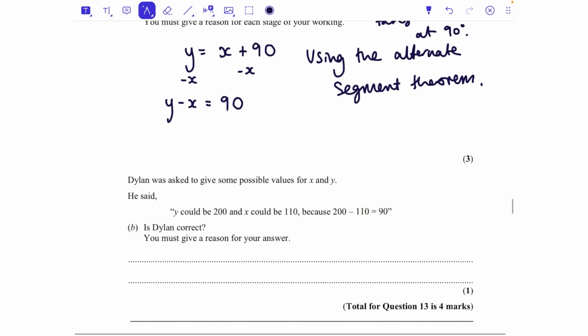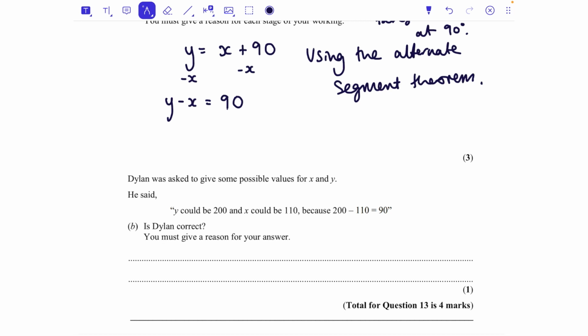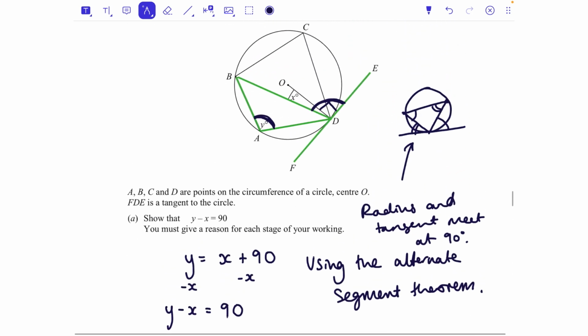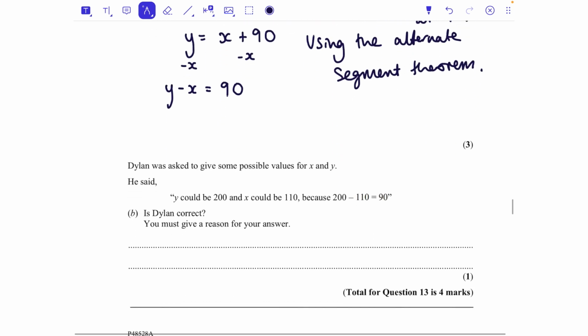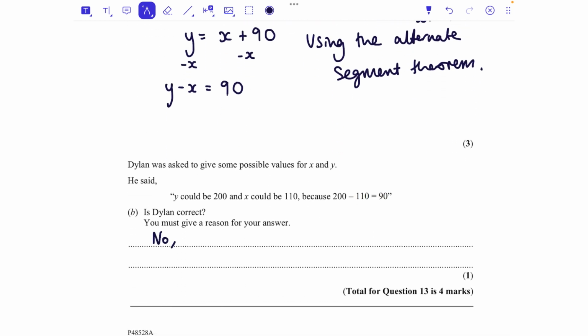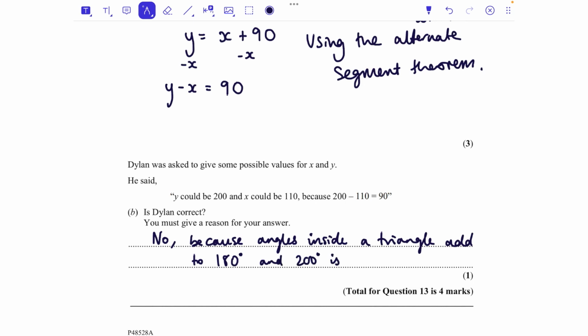Dylan was asked to give some possible values for x and y. He said y could be 200 and x could be 110 because 200 take away 110 is 90. Is Dylan correct? Well, given that y is an angle inside a triangle, it cannot take a value that is that large. So no, because angles inside a triangle add to 180 degrees and 200 is larger.